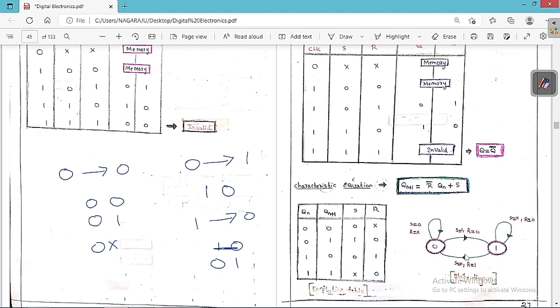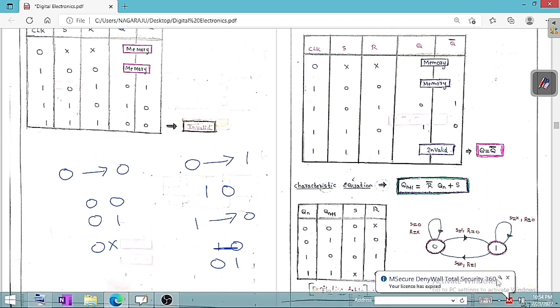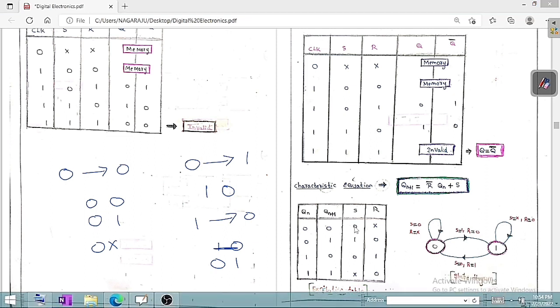So now I am going to draw something which is called a state diagram. You can see clearly, suppose I want to change the output from 0 to 0. Again, I have to give S equal to 0 and R equal to x. Suppose I want to change the output from 0 to 1, then I have to give S equal to 1 and R equal to 0.